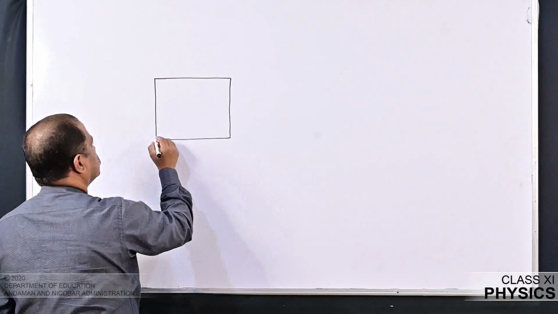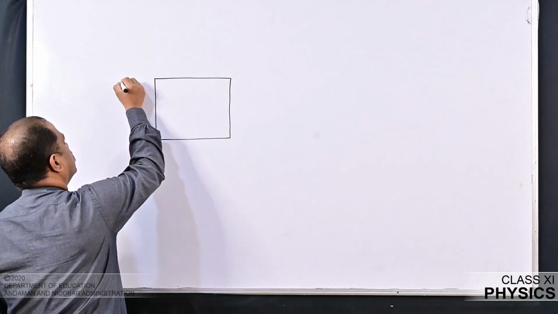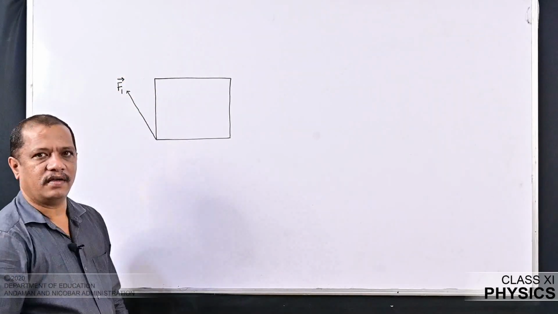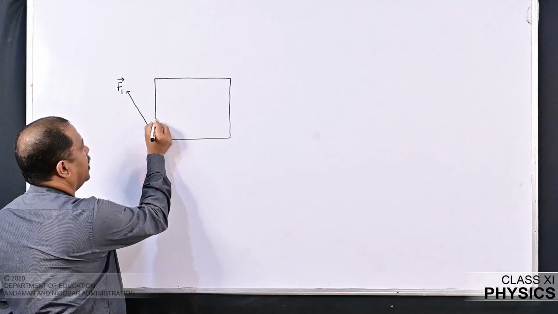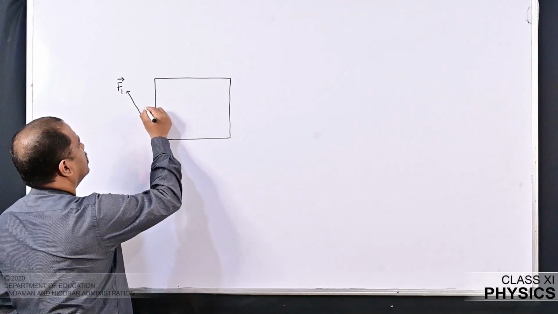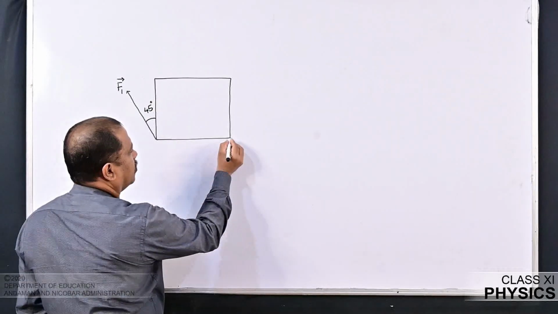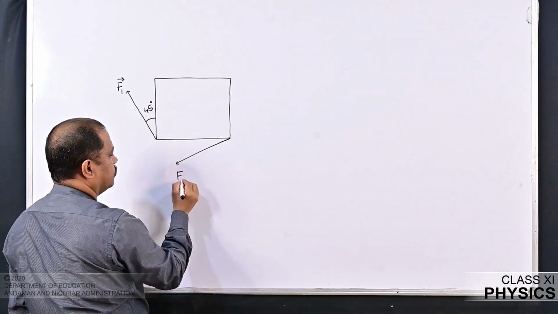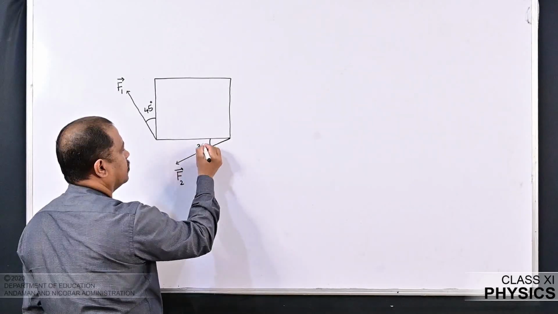And on this square, let me suppose that one force is acting here. Say this is force F1. Force is a vector quantity, as we have studied in class 9th also. And the angle made by the vector, let us assume that this is 45 degree. And on this square, one more force is acting, say in this direction, it is F2. And say this is 30 degree.